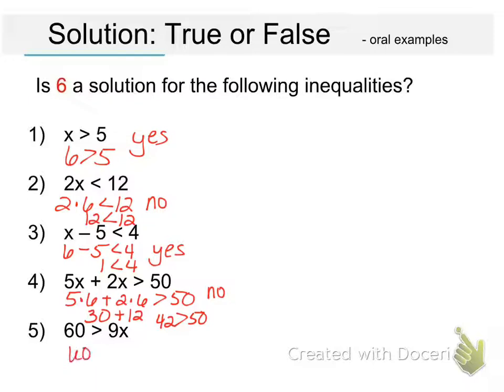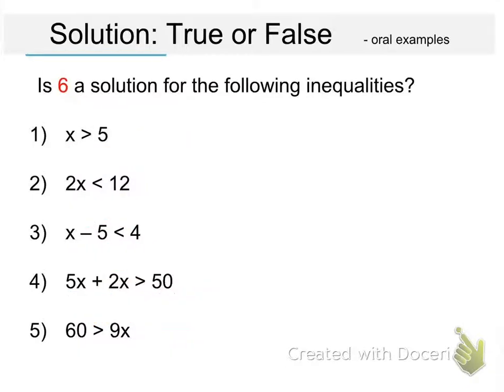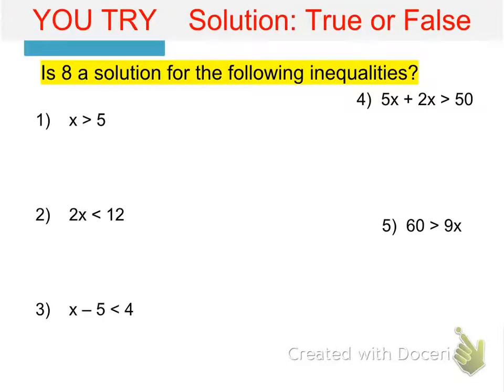And then we have 60 is greater than 9 times 6. What is 9 times 6? 54. 60 is greater than 54. Is that a true statement? Yes. Okay, you see how it works? All you're doing is for each one, you're plugging in the number and deciding if it's a true statement. You have 4 more just like this on your sheet, here on the front page. Do these 5 questions real quick, only you're substituting in the number 8, not 6. Go ahead and answer these questions and we'll come back together in just a second and talk about it.